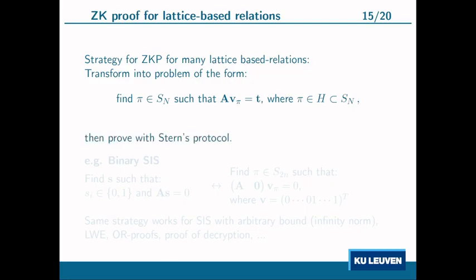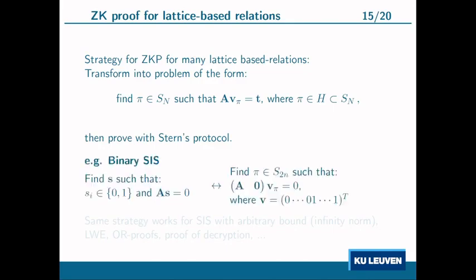For an example of how we can transform a lattice problem into a PKP-like problem, we can look at the binary SIS problem. In the binary SIS problem, we're given a matrix A, and the problem is to find a binary vector such that A times this vector is equal to 0. This is equivalent to a PKP-like problem where the matrix is twice as long as A, where the first half is A itself, and the second half is just a matrix full of zeros.